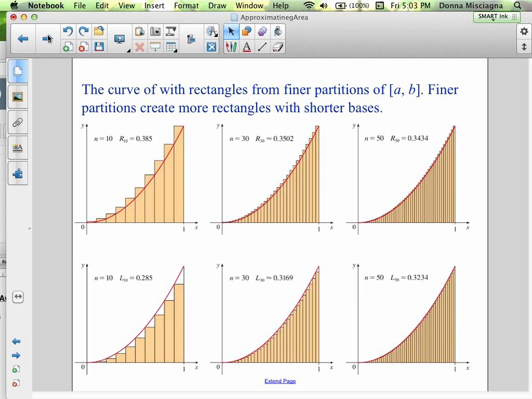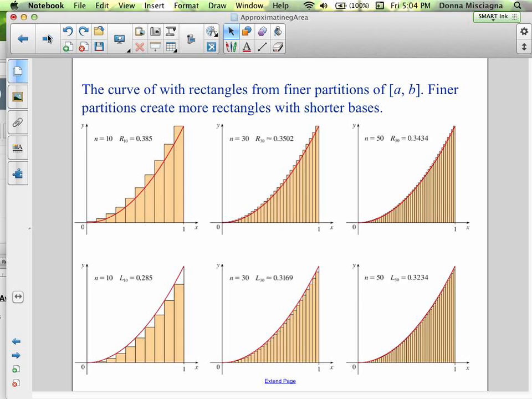Because this is going to be an overestimate, right? We're overestimating when it's an increasing function for the right Riemann sum. And we're underestimating for when we have a left Riemann sum and the graph is increasing. So for the 30 rectangles, the left Riemann sum is 0.3169. So notice that the left Riemann sum is getting a little bit larger because we're having a better estimate. We're underestimating less. And the right Riemann sum is getting a little smaller because we're overestimating less.